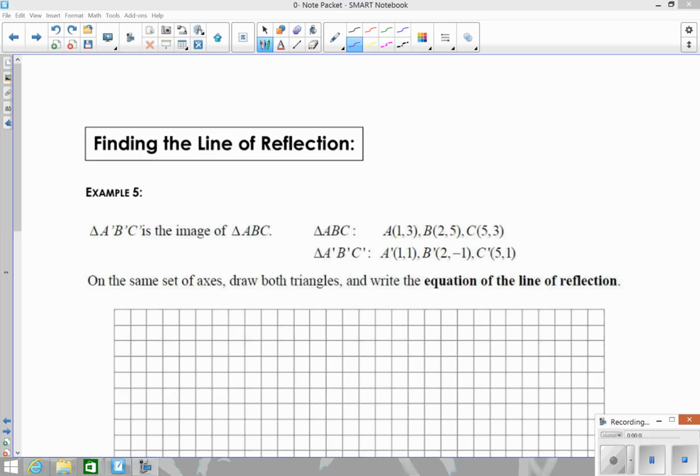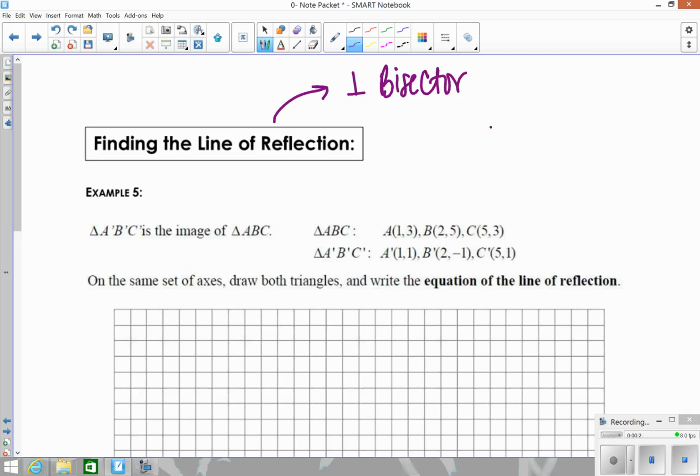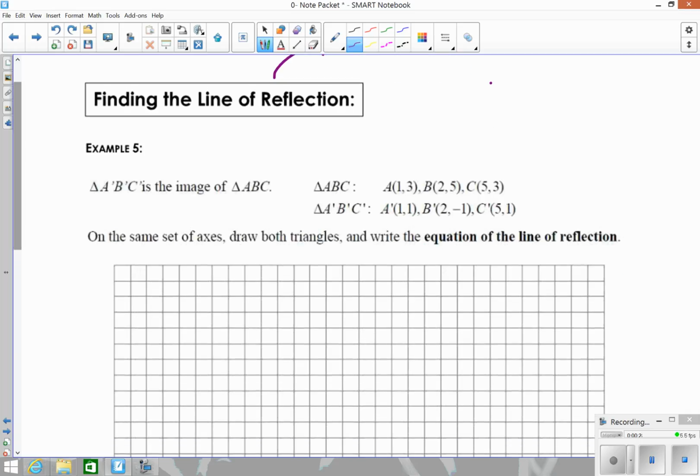In this video, we're going to look at how to find the line of reflection on a coordinate plane. So remember that the line of reflection is the same thing as the perpendicular bisector of the segment if you were to connect any pre-image point to its image point. So the line of reflection is the same thing as the perpendicular bisector. So really what you're going to do is find the perpendicular bisector between any pre-image and image point.